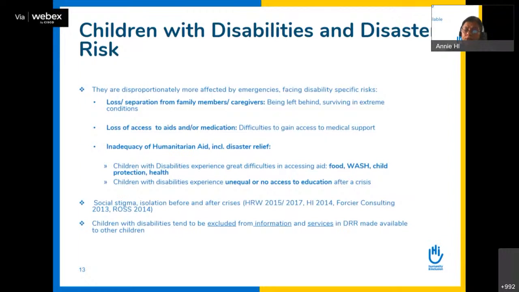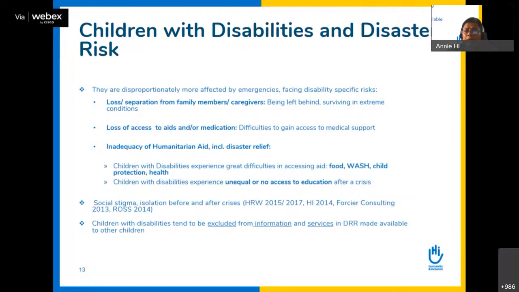Same with medication. Sometimes when we are in cyclone shelters or flood shelters and have to stay there for some time, you'll find that, as in the COVID situation, medical support was disrupted. A child with epilepsy requires medication on a regular basis. If the medication for epilepsy is stopped, the epileptic bouts increase, and that can increase the damage to the brain. There are many such difficulties for children with disabilities, who also have great difficulty accessing food, WASH, child protection and health.